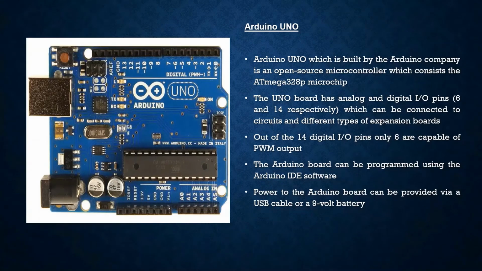The Arduino Uno is the fundamental platform used for this device. It is built by the Arduino company and is an open source microcontroller which has the Atmega 328P microchip in it. The Uno board has 6 analog and 14 digital input-output pins, which can be connected to circuits and various types of expansion boards. Out of the 14 digital input-output pins, only 6 are capable of pulse width modulation. The Arduino board can be easily programmed using the Arduino IDE software, and the power to the board can be given from a USB cable or a 9-volt battery.